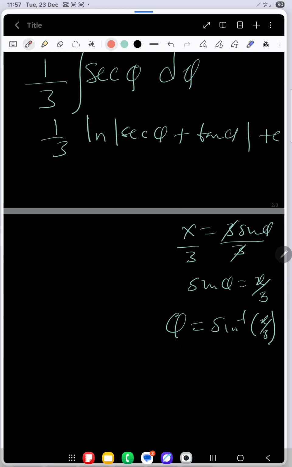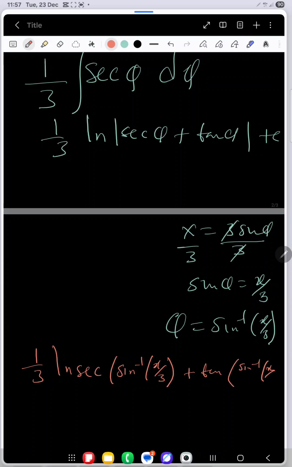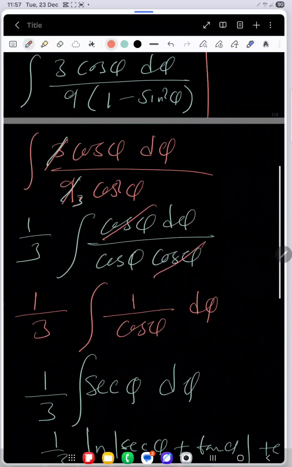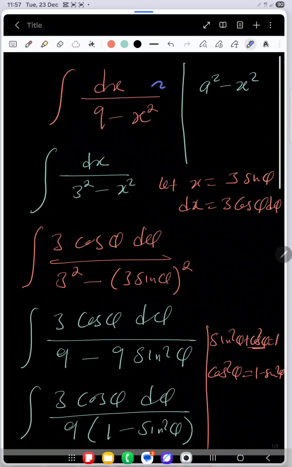So by doing so, we shall have our final answer, which is 1 over 3 natural log of sec theta, now we are putting sine inverse of x over 3, and then plus tan theta, we are putting the same, which is sine inverse of x over 3, and then at the end plus c. So this becomes your final answer if we are to integrate this type of question under trigonometric substitution.